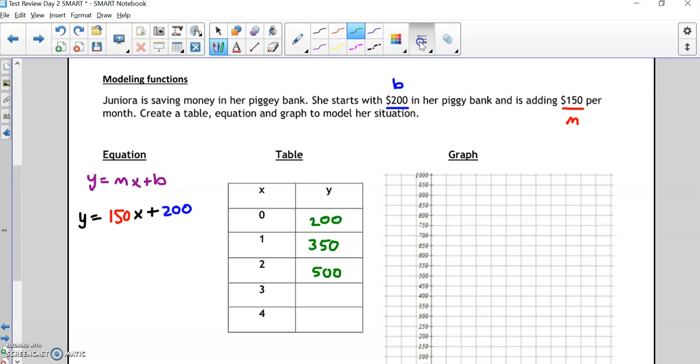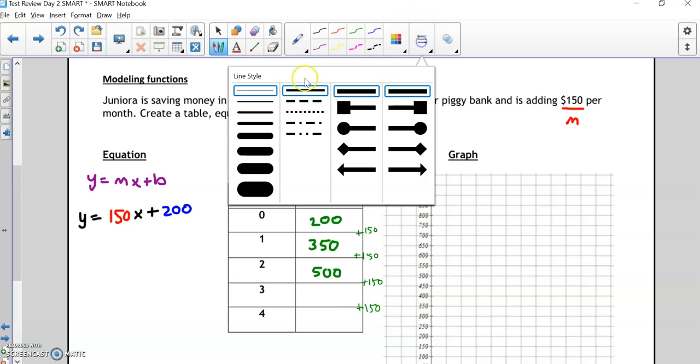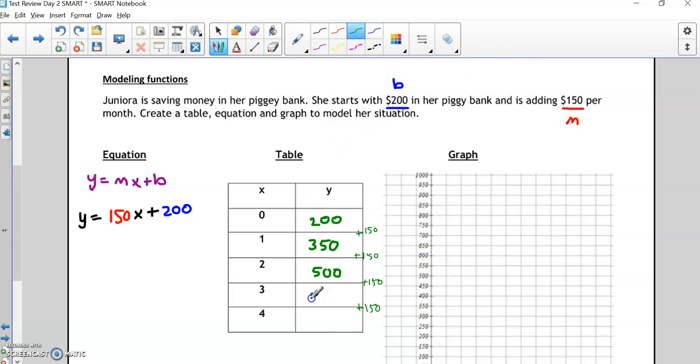Again, all we're doing is adding 150, adding 150, adding 150 each time, because that's what we know is our rate of change. So here we'll get 650, and then we'll get 800.